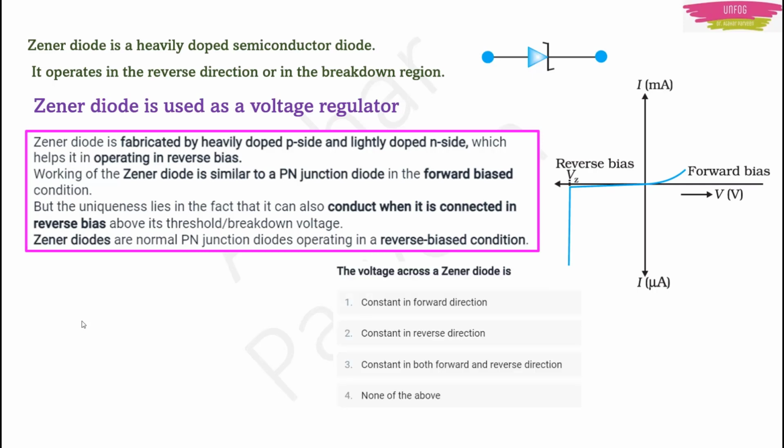So one question was asked like this: the voltage across the Zener diode is constant in the reverse direction. The voltage across a Zener diode being constant in the reverse direction means the Zener diode is behaving as an ideal voltage source. Okay, that's why they use it as a voltage regulator.